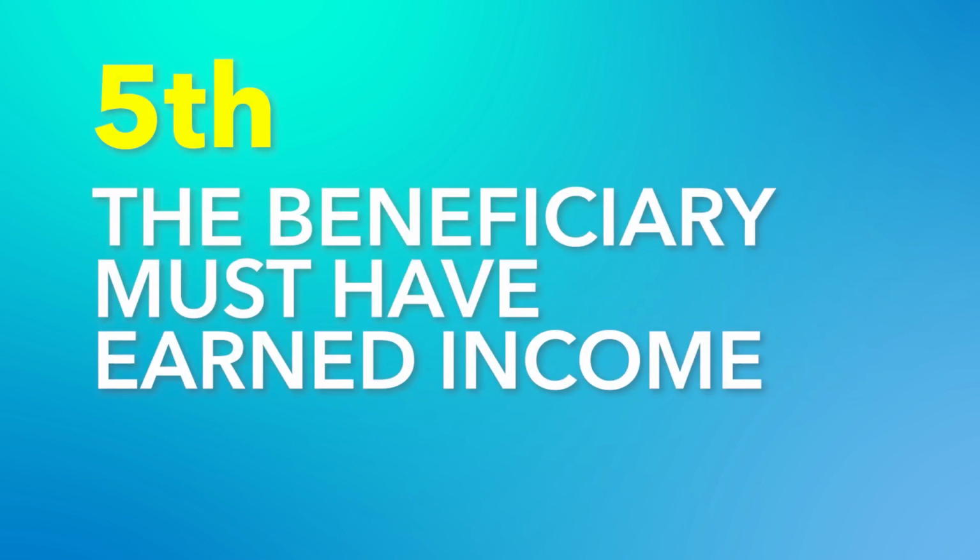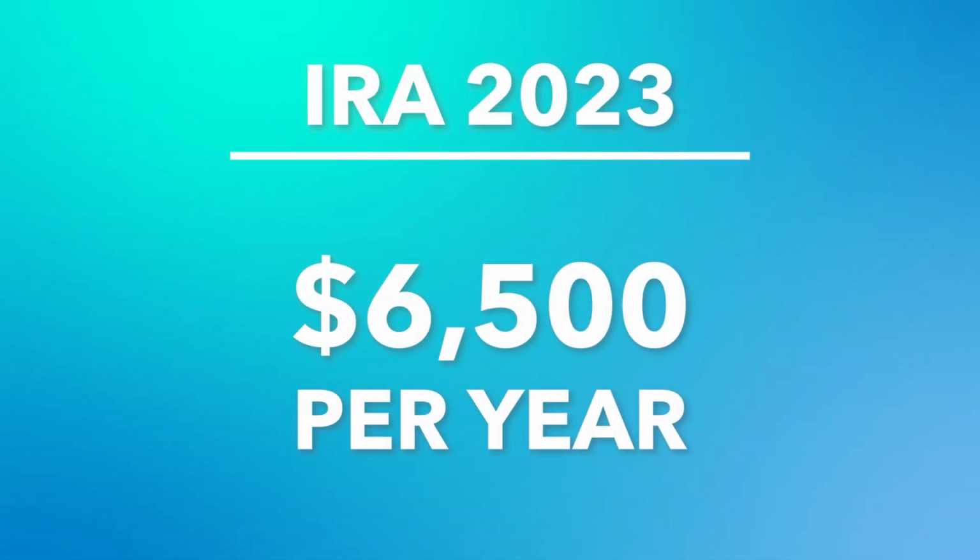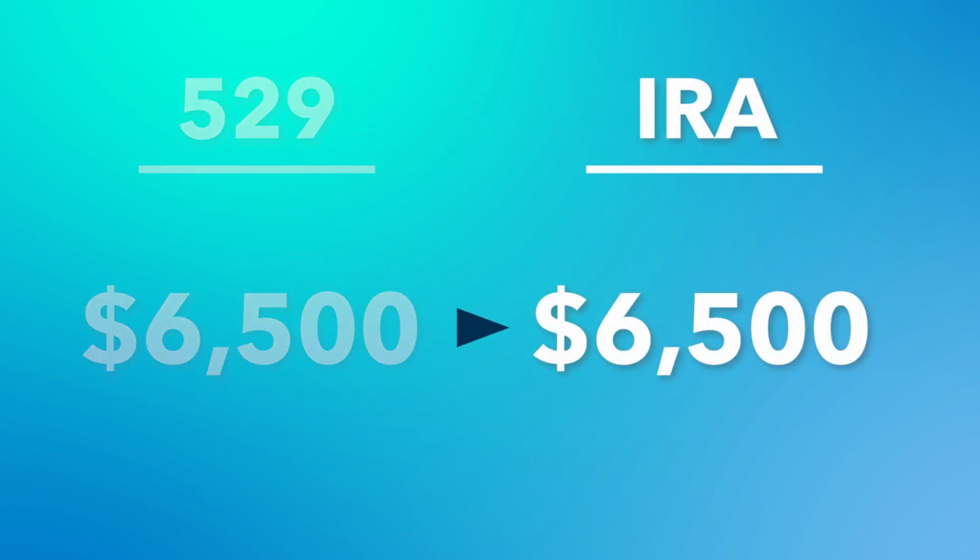And the fifth and final restriction is that the beneficiary must have earned income, and it's subject to the contribution limits of the Roth IRA that year. So let's take 2023 as an example. The Roth contribution limit for somebody under the age of 50 is $6,500 for the year. So you would be able to roll $6,500 from Julie's 529 plan to Julie's Roth IRA, assuming she had at least $6,500 of earned income and all of those other criteria fit as well.